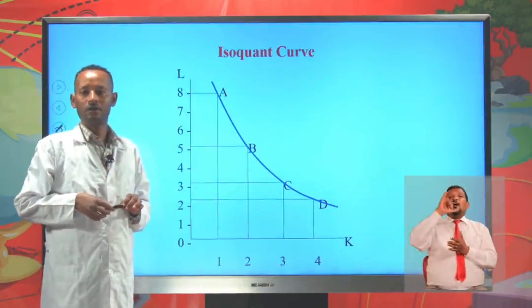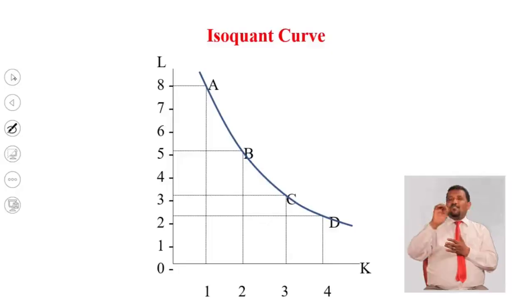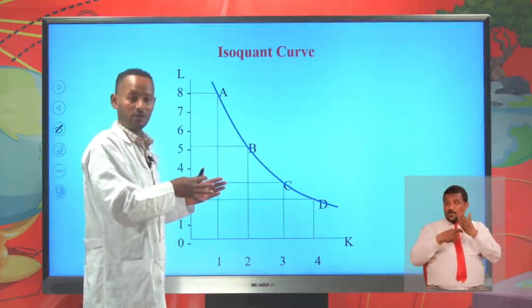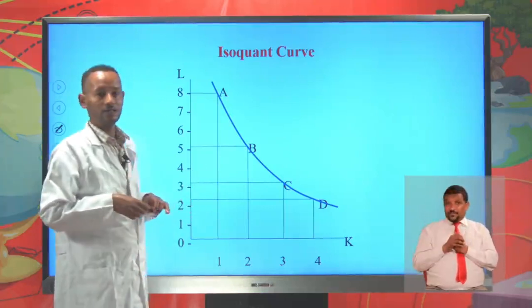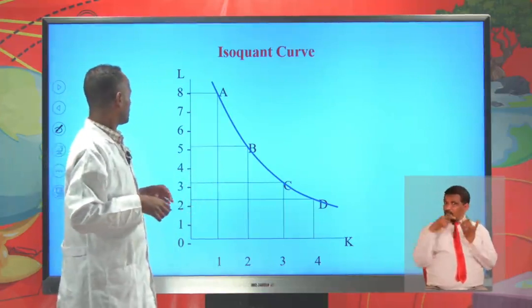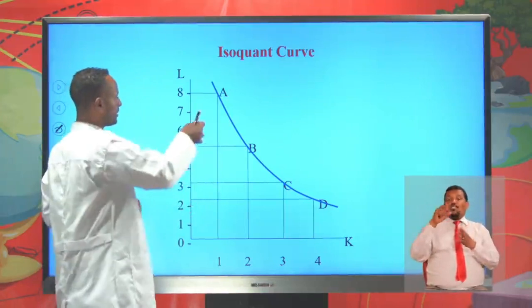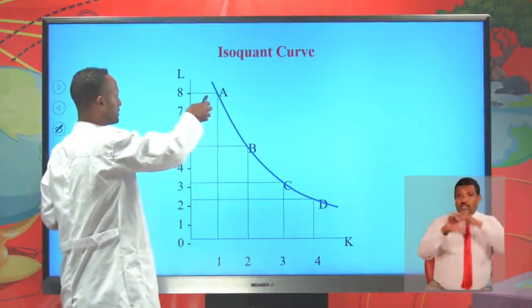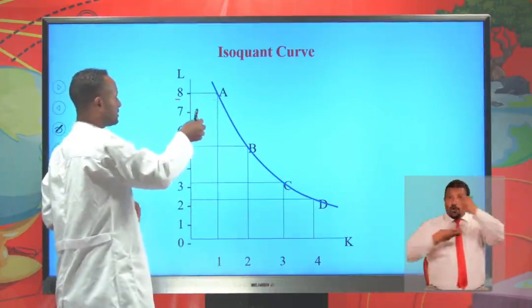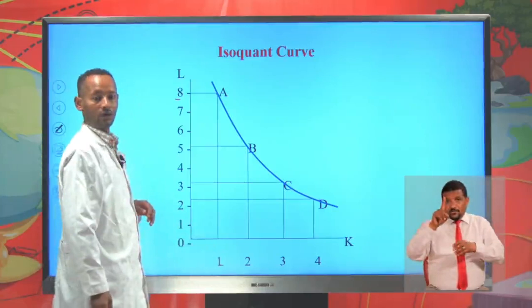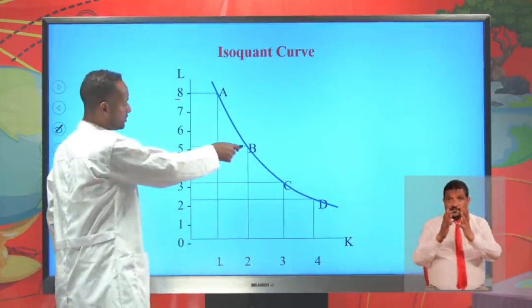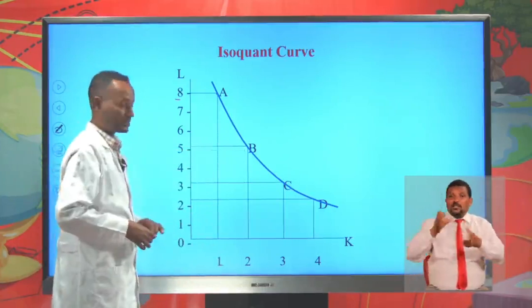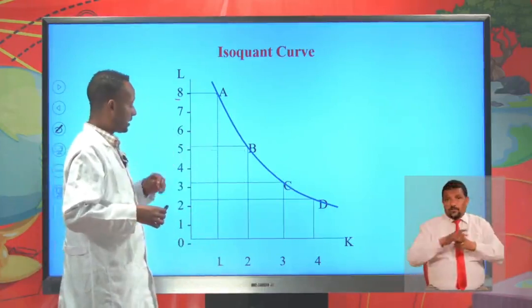The isoquant curve is the graphical representation of the isoquant schedule. It represents the amount of the variable input labor that is given up on the y-axis and the amount of the variable input capital that is gained on the x-axis. From this isoquant curve, at combination A the farmer gets 60 quintal of wheat from a combination of 8 labor and 1 capital, or tractor. Again, at combination B, the farmer gets 60 quintal of wheat with the combination of 5 labor and 2 tractors.